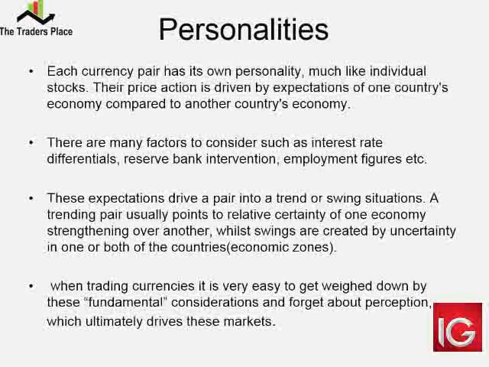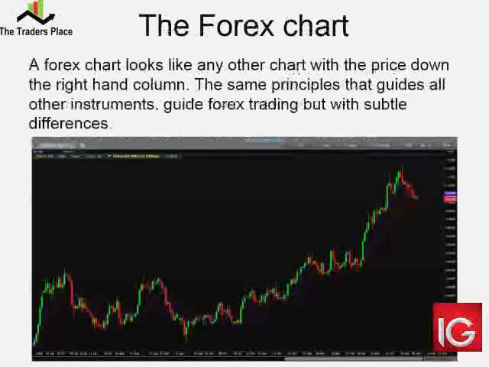A Forex chart looks like any other chart. Price is down the right-hand column. Just the price is slightly different, as it's in proper decimals, 1 point and then 5. Some currencies like the yen, dollar yen, are 2 decimals. The same principles that guide all other instruments guide Forex trading, but with subtle differences.